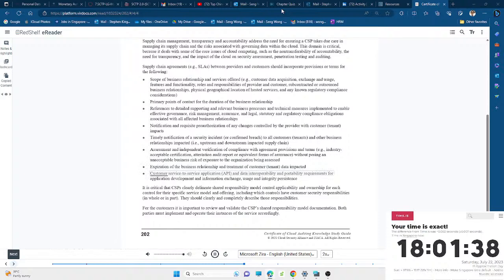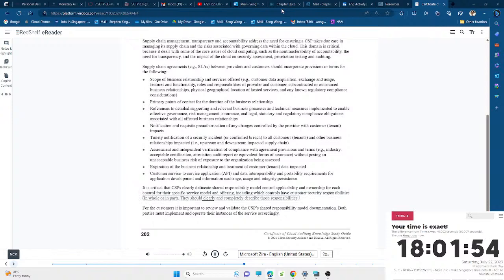Impacted customer service-to-service application, API, and data interoperability and portability requirements for application development and information exchange, usage, and integrity persistence. It is critical that CSPs clearly delineate the shared responsibility model, control applicability, and ownership for each control for their specific service model and offering, including which controls have customer security responsibilities, in whole or in part.